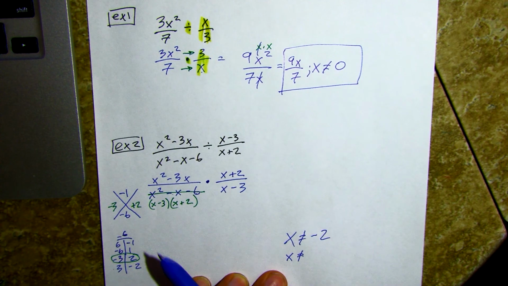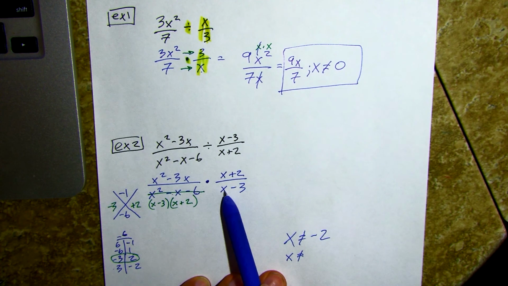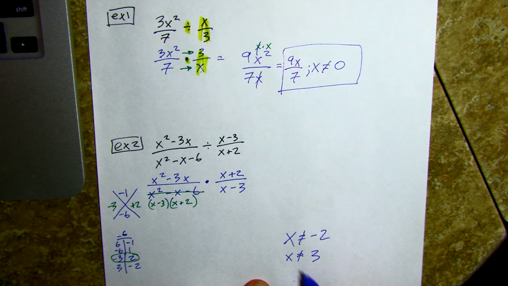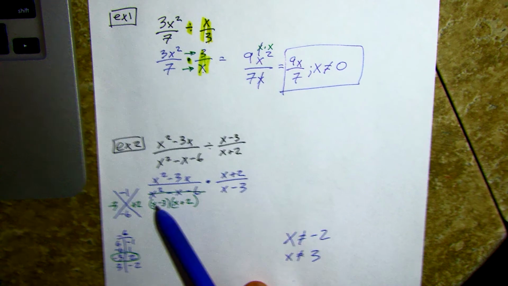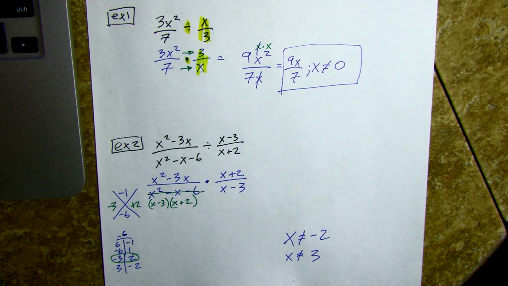X cannot equal 3. Put a 3 there, you get a 0. Or if you put a 3 there, you get a 0. So we're going to say x cannot equal 3. You don't have to write it twice. So x cannot equal 3 for this, also this, but you don't need to write it twice. It's just one number. Okay.